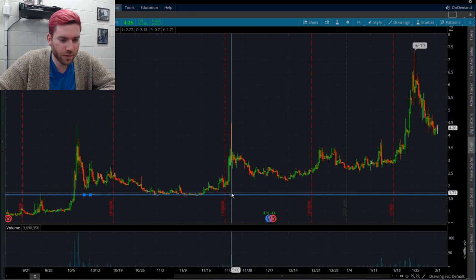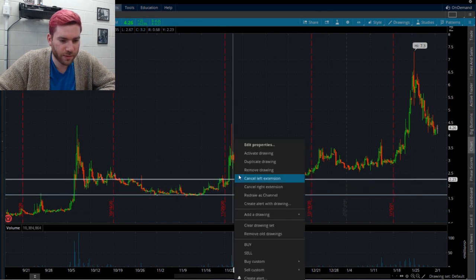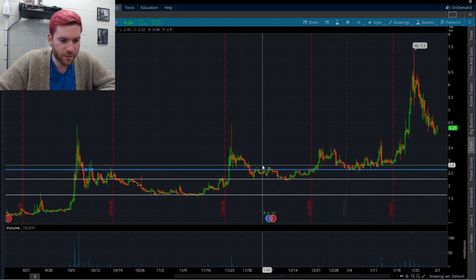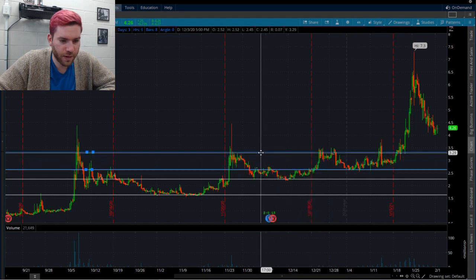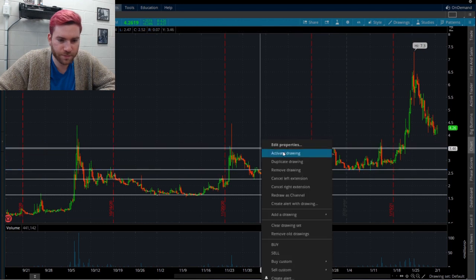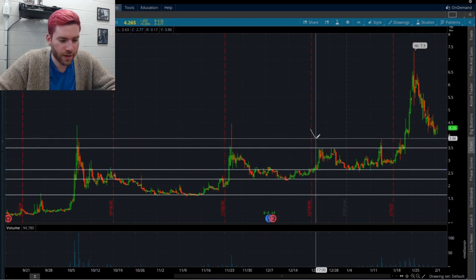So we have our support there. Definitely one right about there. Definitely one right about here. Definitely one right about this area. As we can see, anywhere in here is a good resistance. I'll put it here. And then again, we had a massive move.